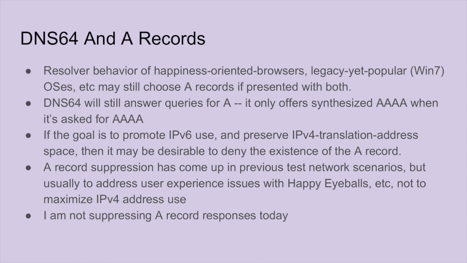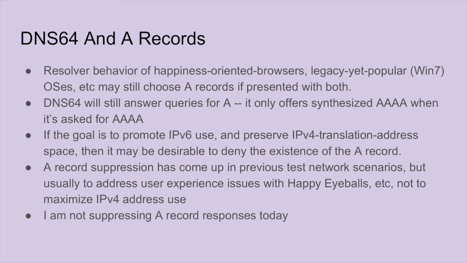So DNS64 and A records, resolver behavior: happy-eyeballs-oriented browsers and legacy yet popular OSs like Windows 7 may still choose A records if presented with both. And DNS64 does not neglect to offer an A record back to you. If you ask it for an A record, it will tell you. If you ask it for a quad-A record, it will synthesize one if there's no v6 address. So it will still answer A's, as I just said.